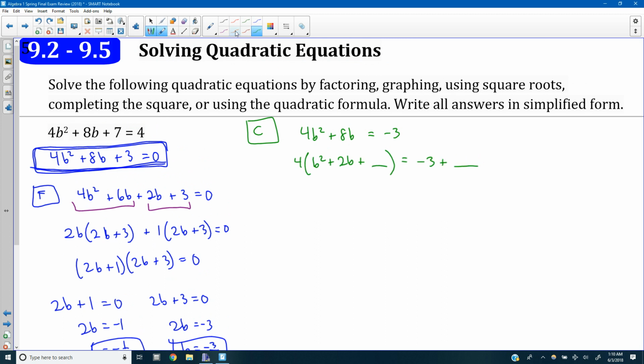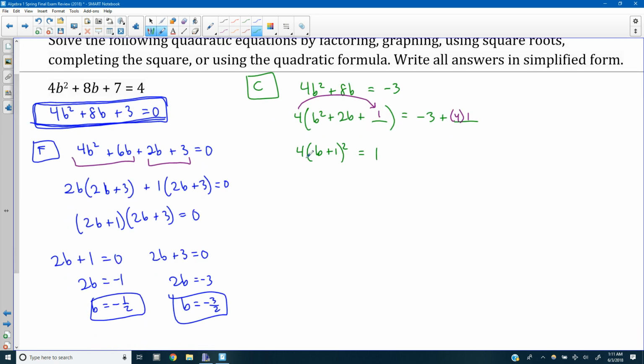But because 4 is multiplying by whatever item's inside here, that means 4 also has to multiply by whatever item is going over here. So if I divide 2 by 2 and square it, I get 1. So this 4 is going to have to multiply by this 1 right here. That way I can keep the equation balanced. This factors down into b plus 1 quantity squared, and negative 3 plus 4 is a positive 1.